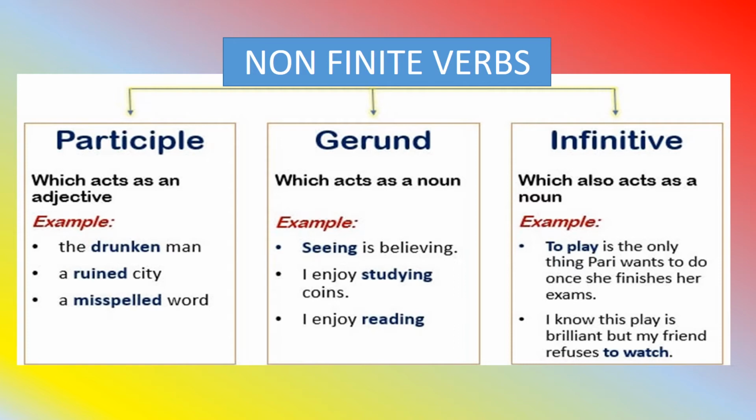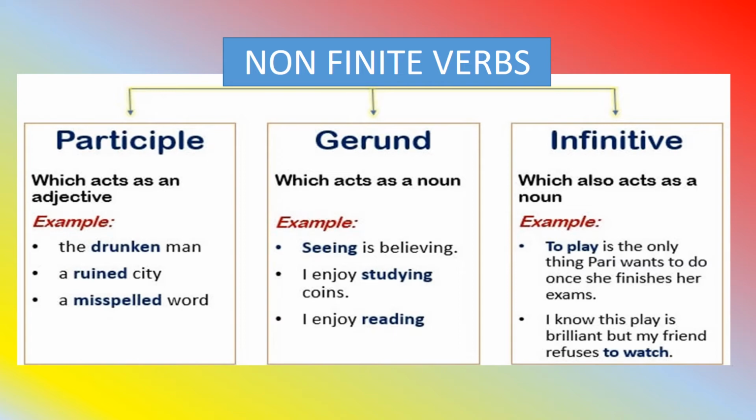Here the word play and watch are acting as noun, not as a verb. Gerunds are also the modified form of the verbs which acts as a noun. For example, seeing is believing. I enjoy studying coins. I enjoy reading. Here seeing, studying and reading are acting like a noun. And here we add ing to the verb.